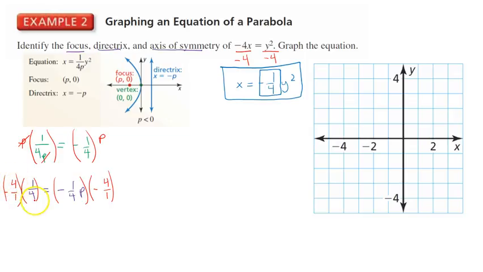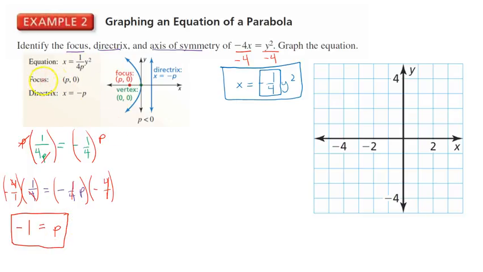So on the left side, these 4's cancel out. 1 over 1, 4 over 4, they're both 1, but we got a negative, so this is negative 1. And on this side, the negative times the negative is positive, and then we get a 1 there, so this is just 1p, which is p. So p is negative 1.